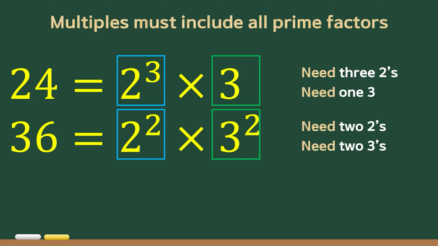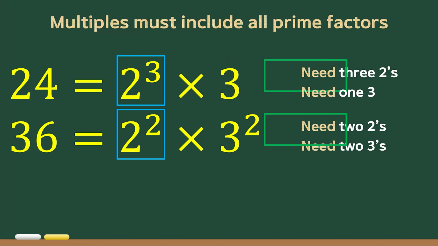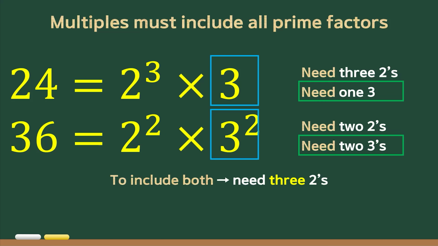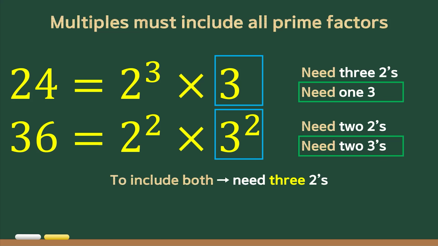Now we want the number that is a multiple of both. That means it must include everything from both numbers. Let's compare each prime factor. For 2, 24 has 3 and 36 has 2. To include both, we need 3 2's. For 3, 24 has 1 and 36 has 2, so we need 2 3's.